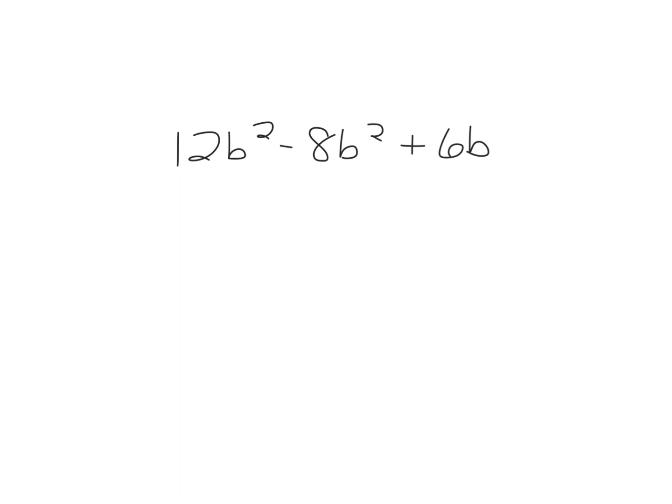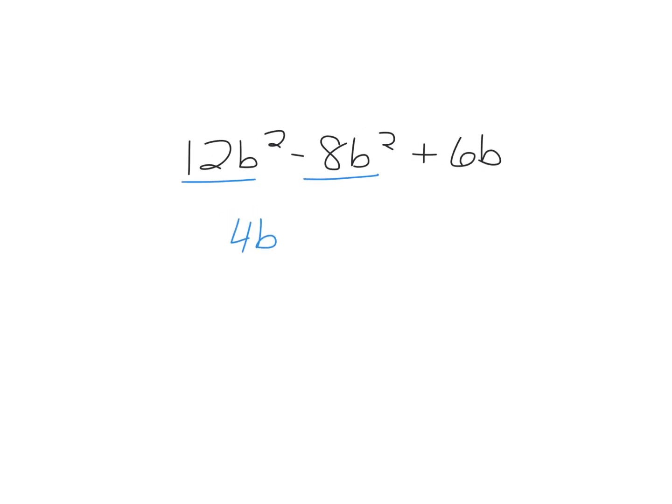Next one. Do we have like terms? Yes. Where? The 12b to the second power and 8b to the second power. Those are like terms. Is this a like term? No, because there's no exponent, so it is not the same. You are right. So what do we do with those like terms? Combine them. So we have 12b squared minus 8b squared: 4b squared. And then what do we do with that 6b? Bring it down. Keep it. Okay, any questions? That's simplified, so we cannot do anything else.